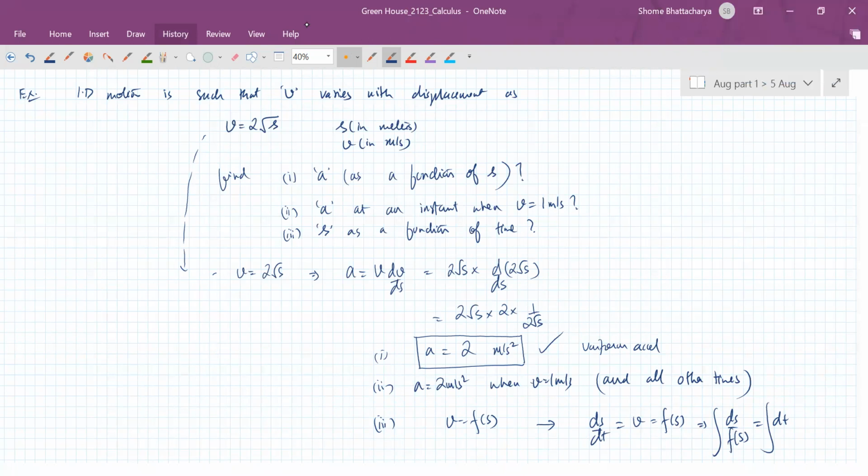Sir, we could directly use this one, right? a is equal to d2s by dt square. Yes, we could do that also. But then the problem is that when you have to put the limits, there'll be a problem because you don't know the initial velocity. You are understanding my point now? Yes, sir.